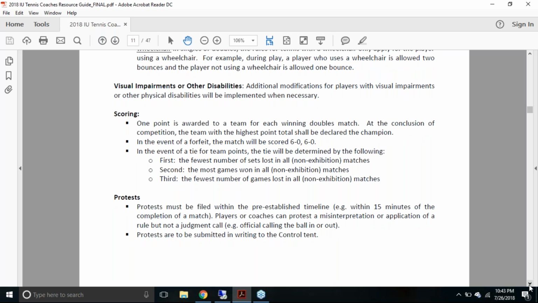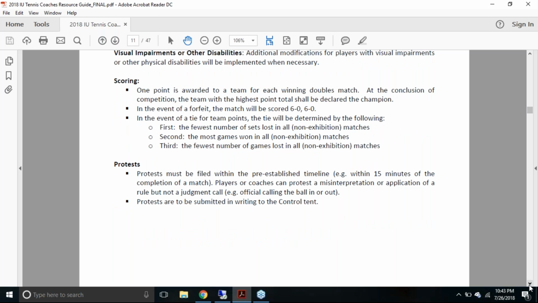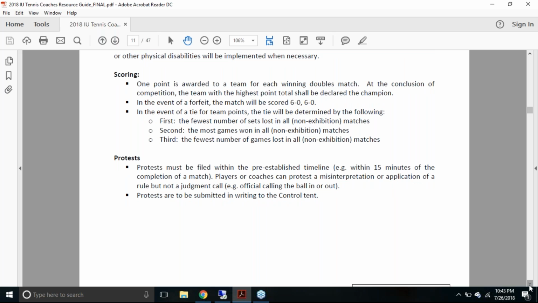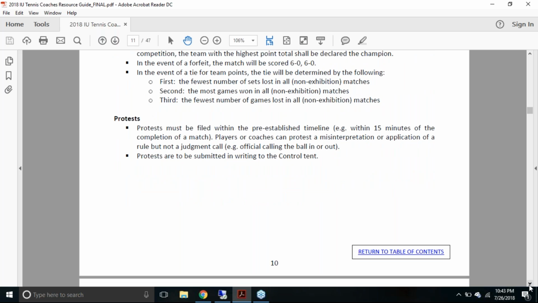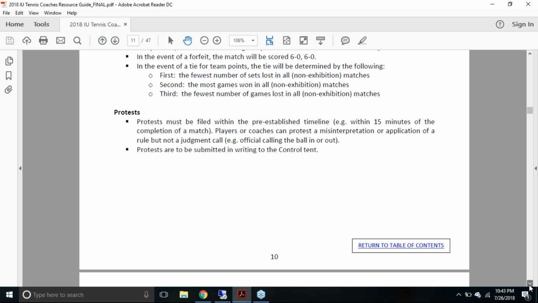Protests must be filed within the pre-established timeline, for example, within 15 minutes of the completion of a match. Players or coaches can protest a misinterpretation or application of a rule, but not a judgment call, for example, an official calling the ball in or out. Protests are to be submitted in writing to the control tent, and this is pertinent to the district tournament and the state competition.